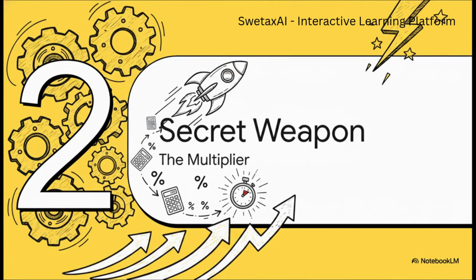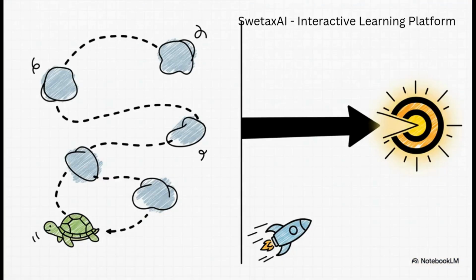Section 2. Meet your secret weapon, the multiplier. Okay, enter the multiplier method. Most people, maybe even you, use this slow, clunky two-step process. They find the percentage piece first, and then add it back to or subtract it from the original number. The multiplier method completely skips that middleman.